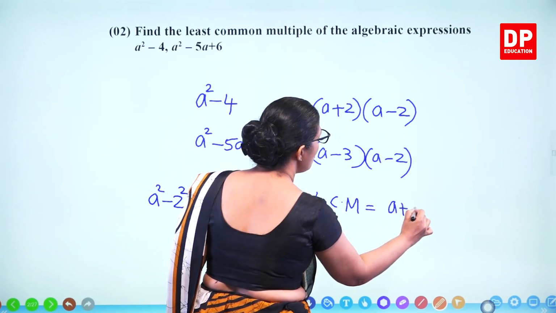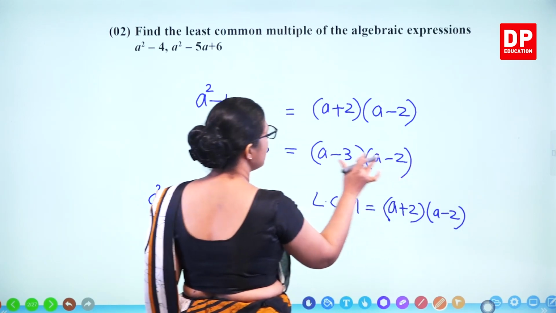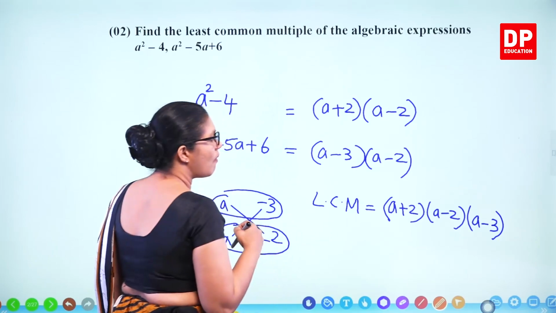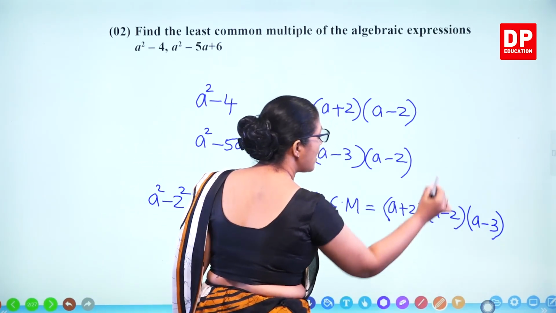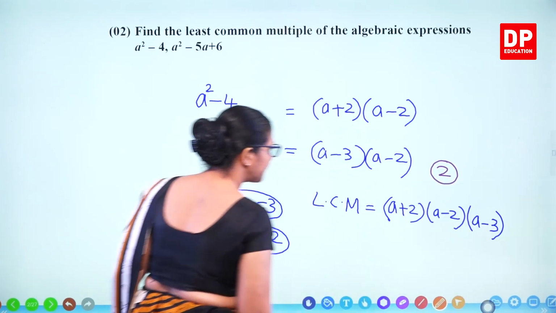A plus 2 is one factor. A minus 2 is another factor, as well as a minus 3. All factors with power 1. So 2 marks to identify the least common multiple.